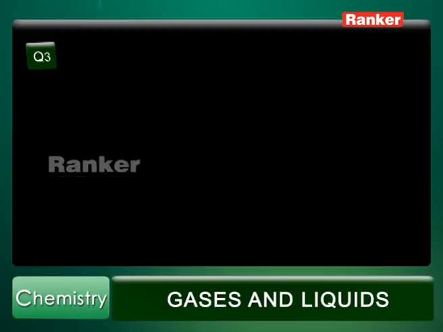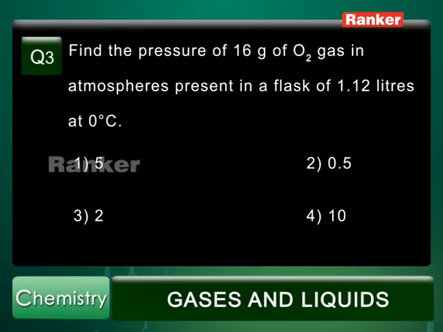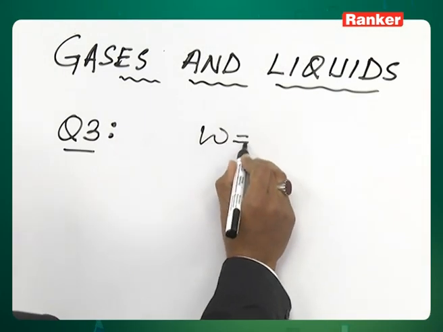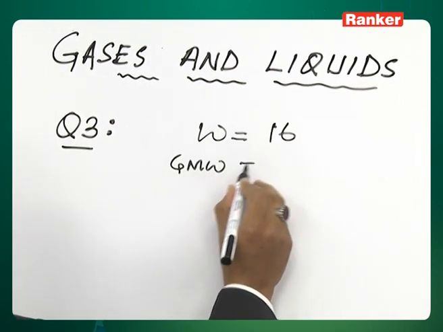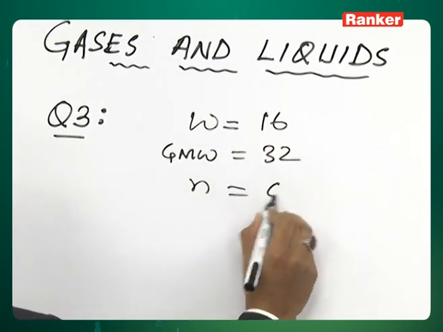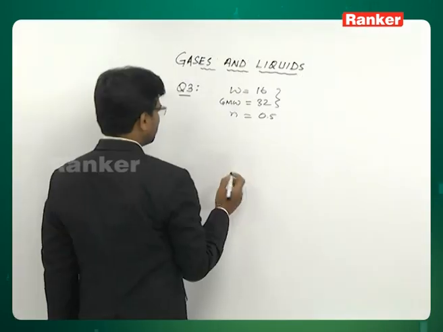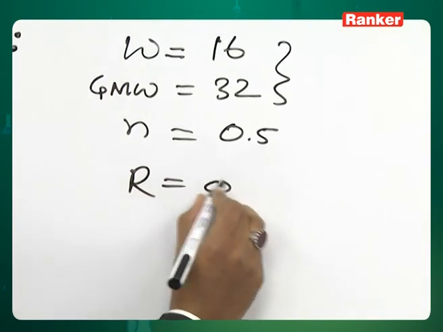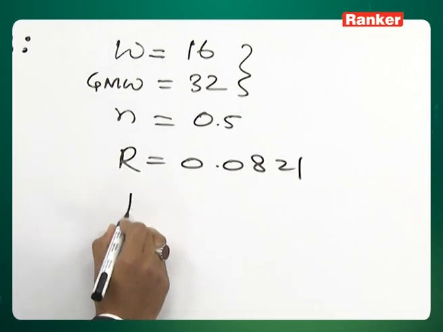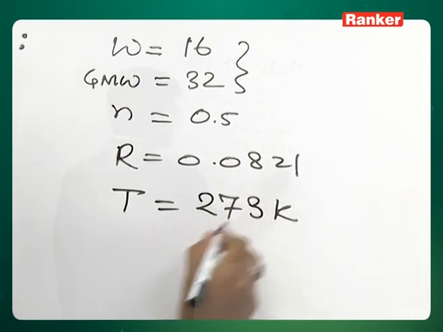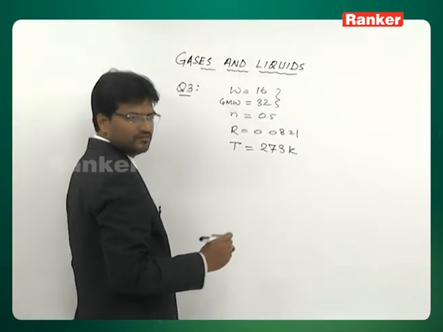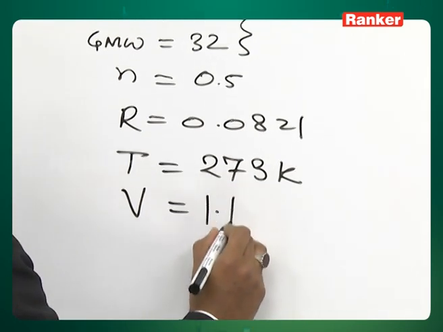Question number 3. Find the pressure of 16 grams of O2 gas in atmospheres present in a flask of 1.12 liters at 0 degrees Celsius. So weight of oxygen is given as 16 grams. Its gram molecular mass is 32. So number of moles comes to 0.5, 16 by 32. Now R value you take it as 0.0821. T is given as 273 Kelvin. 0 degrees Celsius is 273 Kelvin and volume is given as 1.12 liters.